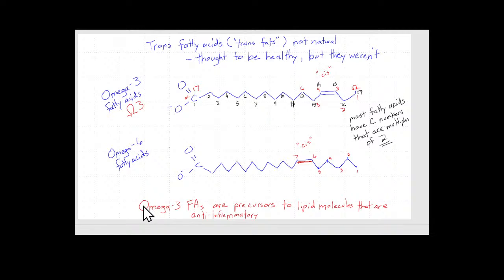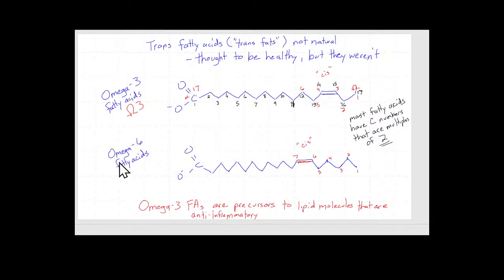Now, omega-3 fatty acids are precursors to lipid molecules that are anti-inflammatory. Okay, so your immune system does a lot of talking with these proteins called cytokines and chemokines, but it also makes lipid mediators that can mean different things to an immune system. And so there are certain lipids that are omega-3, and they're precursors to the anti-inflammatory molecules.